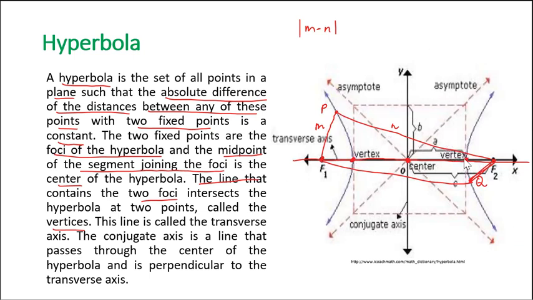Now, the said line here, the line passing through the foci and the vertices, as well as the center, is called the transverse axis. Now, the conjugate axis is a line that passes through the center of the hyperbola and is perpendicular to the transverse axis. So this one here is considered as our conjugate axis.